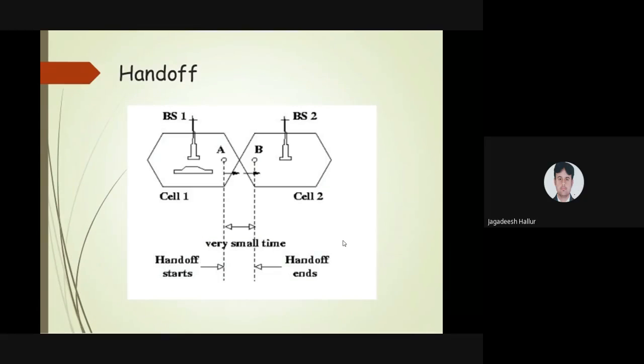This is one of the basic block diagrams of handoff. You are seeing two cells in this. The shape of the cell is hexagonal. Base station 1 is here, base station 2 is here. Cell 1 and cell 2, where there is one vehicle. You are seeing two towers in between. Cell 1 is having one tower, cell 2 is having one tower.